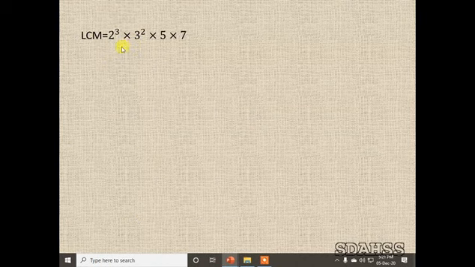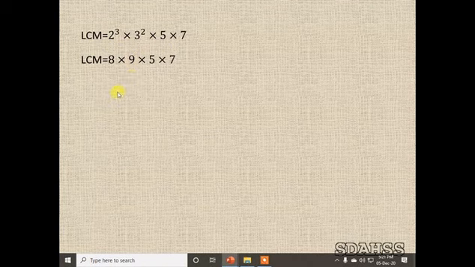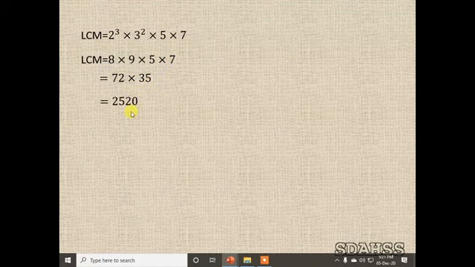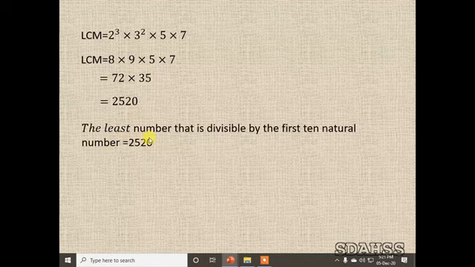Then you multiply all the factors, then you will get 8 into 9 into 5 into 7. 8 9 is 72, 72 into 5 into 7, 35. 72 into 35, then you will get 2520. So the least number that is divisible by the first 10 natural numbers is 2520.